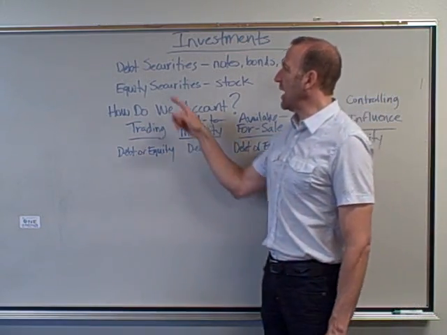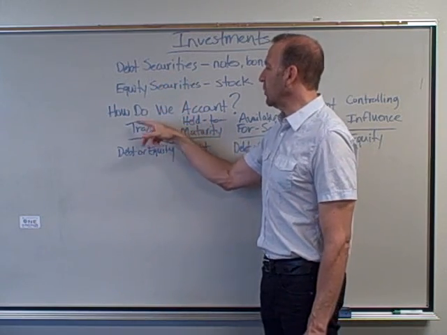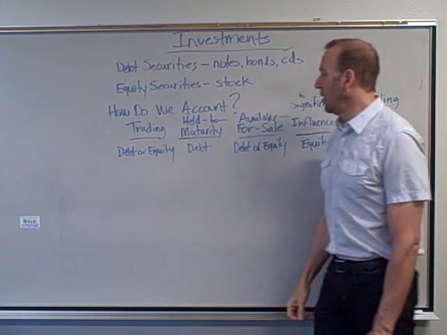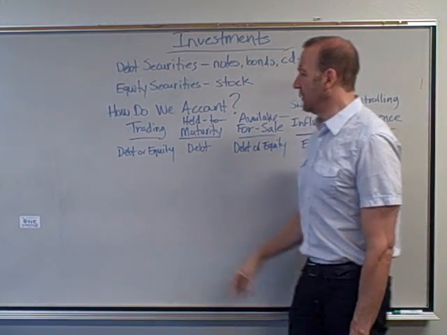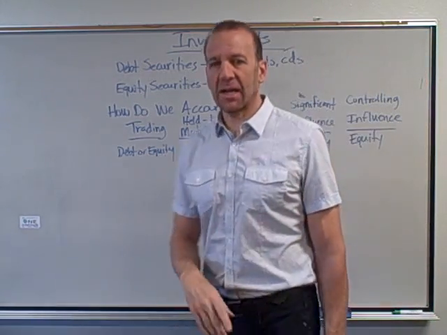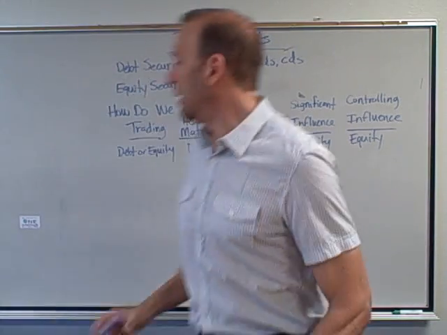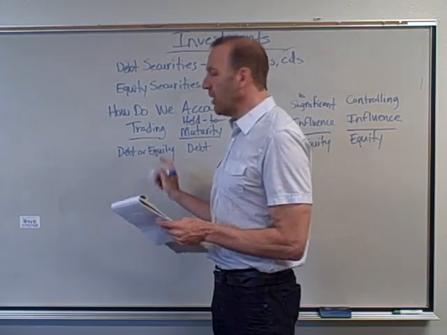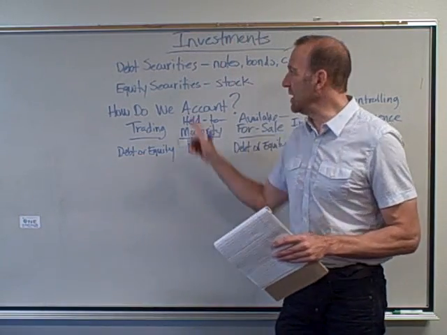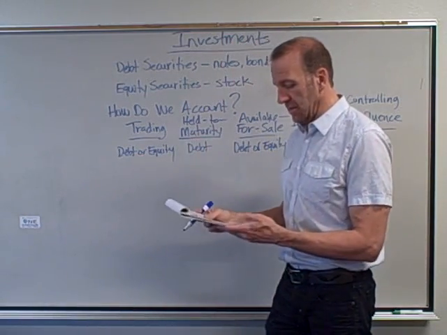Now, how do we account for debt securities and equity securities? How do we account for these things? Well, you can see I've got 5 different categories here. The first one is trading. Hold on, I've got to grab my pen here. We could have trading securities. Now, these are debt or equity. So either debt or equity securities can be trading securities.